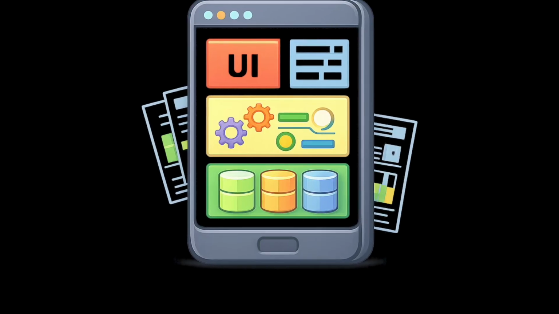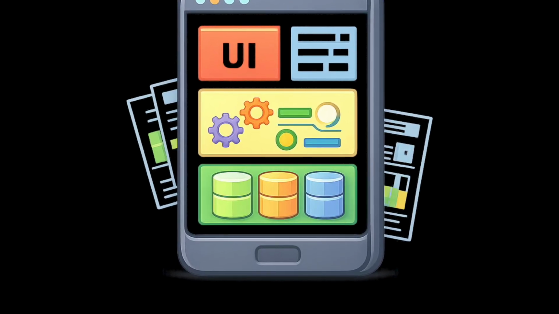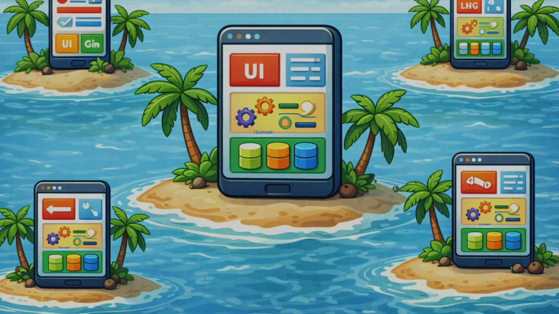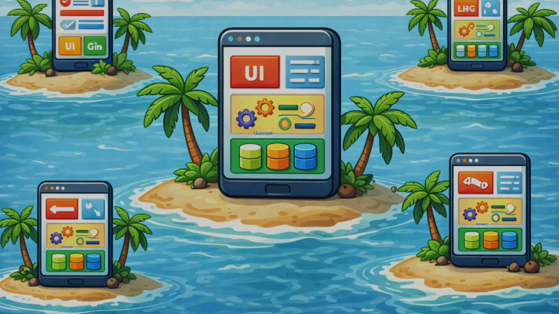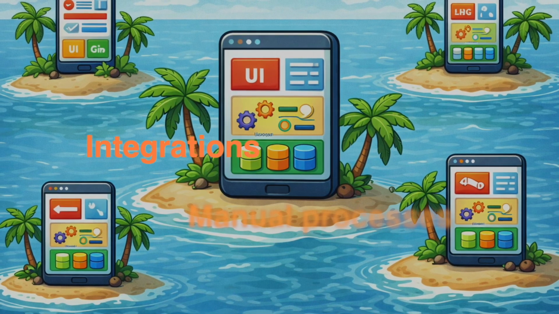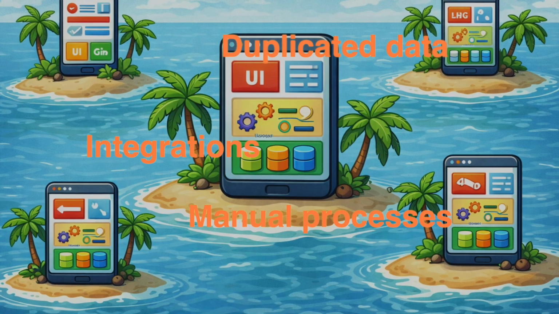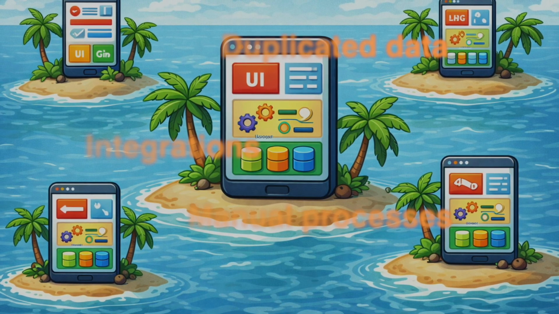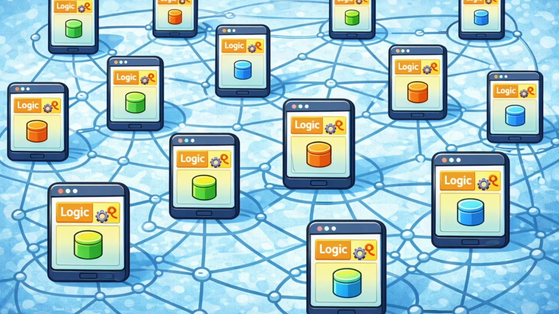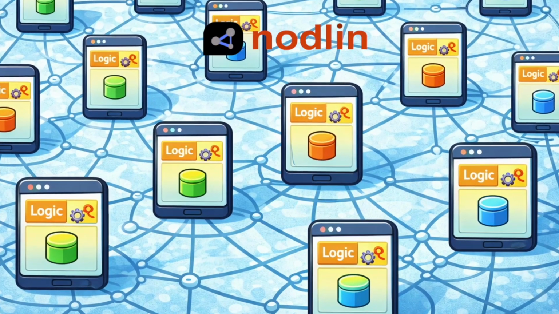Most software systems own their own data model. The moment you use more than one system, keeping that data consistent becomes your problem. You end up stitching systems together with integrations, manual processes, and duplicated data. It works, but it's fragile, slow, and never fully aligned. Nodlin takes a different approach.